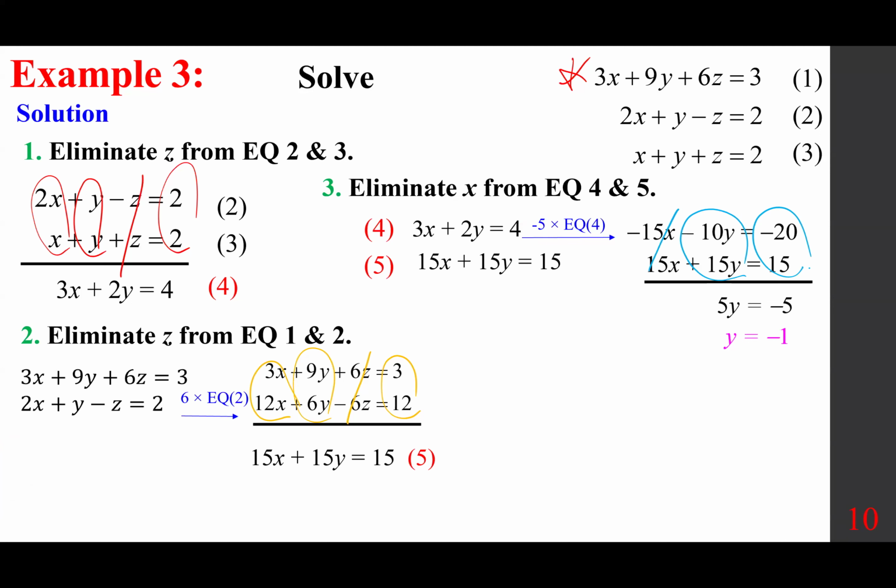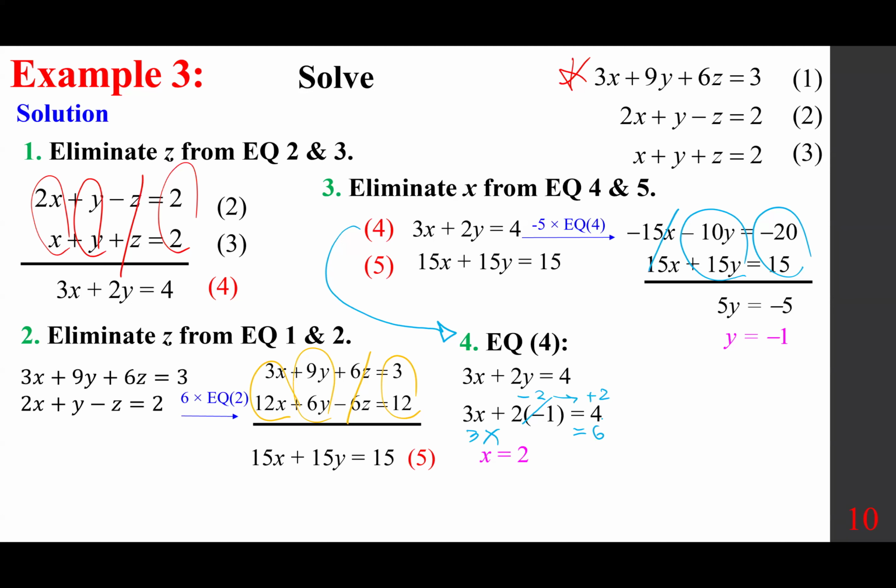We are going to use one of the equations 4 or 5 because they have 2 variables to find the other variable, meaning x. So we can use 4 or 5. Let's use 4: 3x plus 2y equals 4. This is equation number 4, everybody. Replace the y with negative 1. You get negative 2, move it, you get 6, and 3x equals 6, x equals 2.